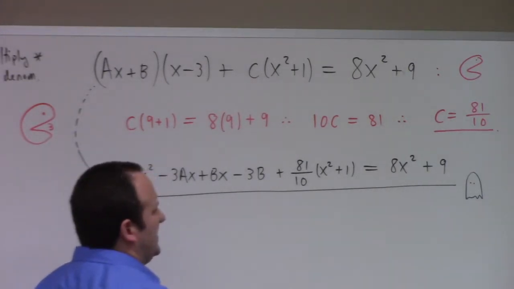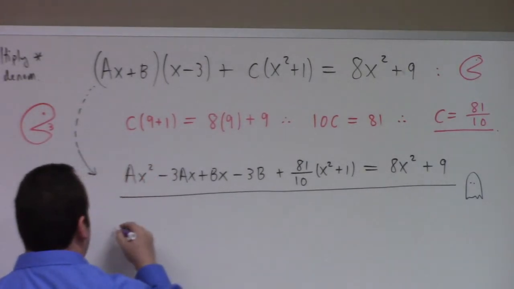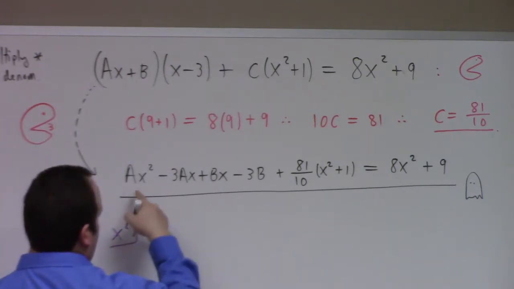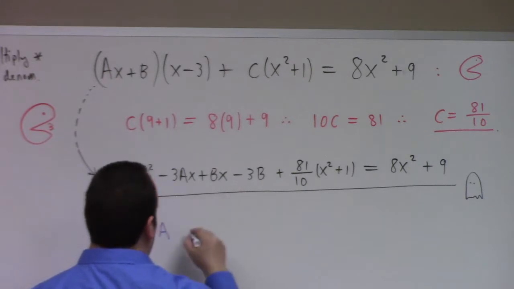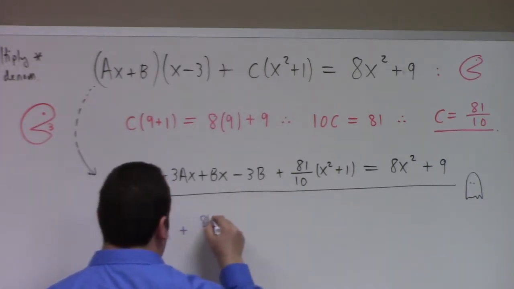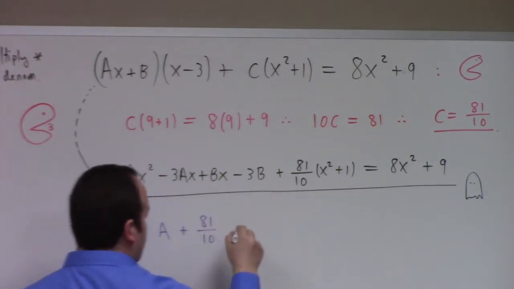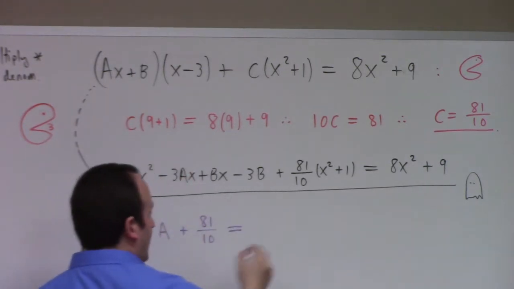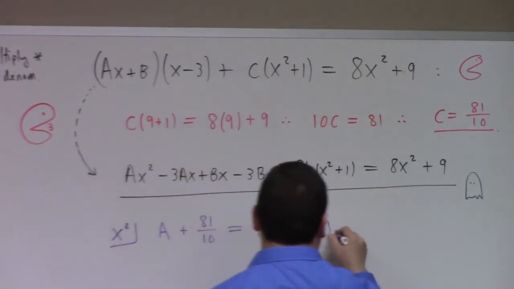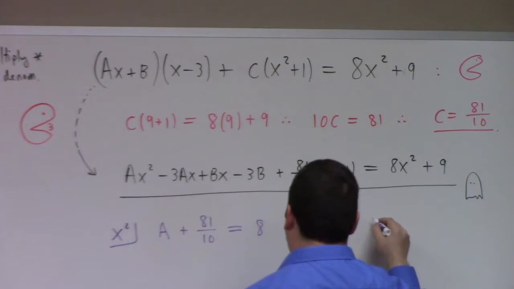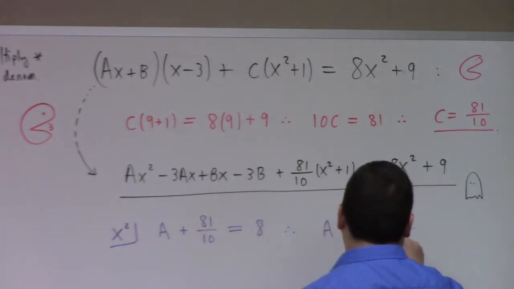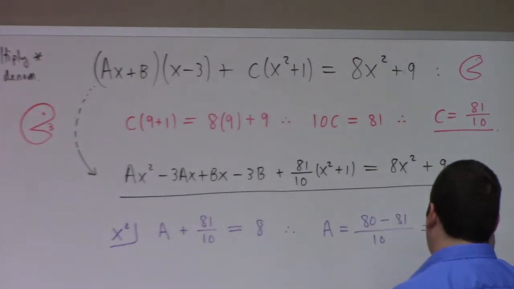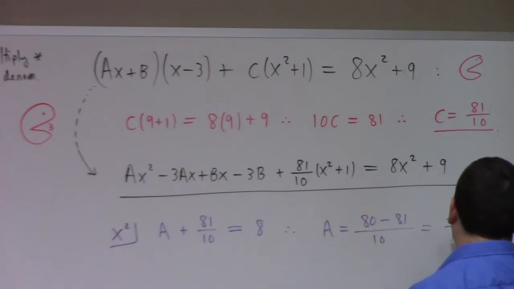I think x squared is an easy thing to look at, right? So if we look at the coefficient of x squared, what do we have? We've got a. Where else do we get x squared? Plus 81 over 10 equals to what? 8. Okay, so therefore a is equal to 80 minus 81 over 10, right? In other words, minus 1/10 is a.